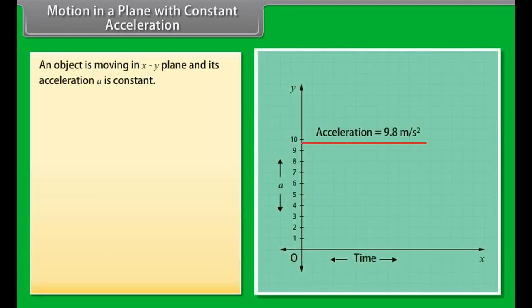Let us take an example to understand. An object is moving in xy plane and its acceleration a is constant.